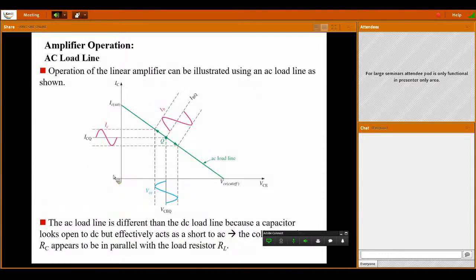Right. So next, is it clear everybody? Operation of the CE amplifier.